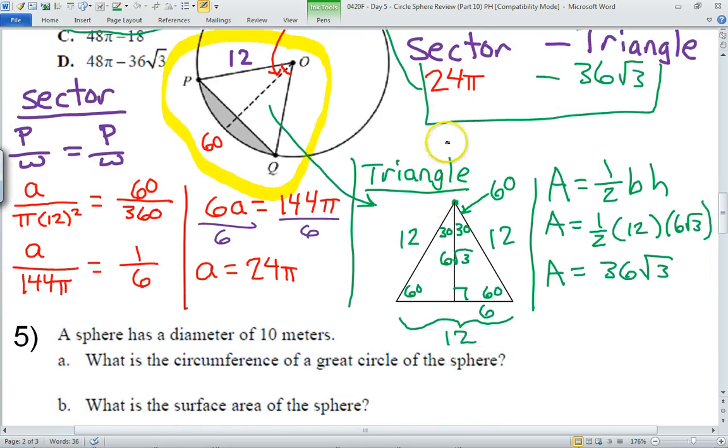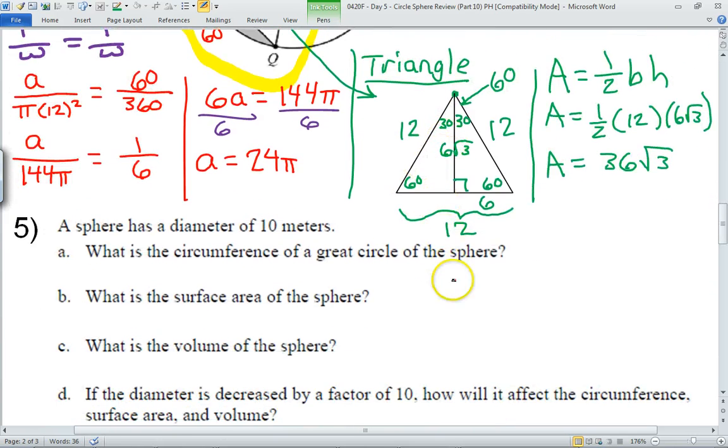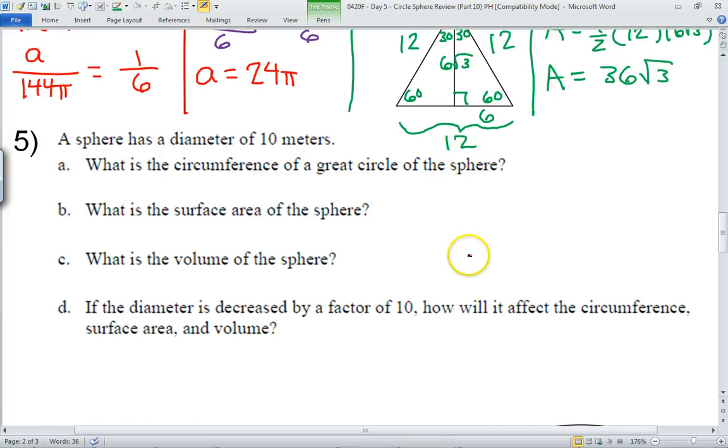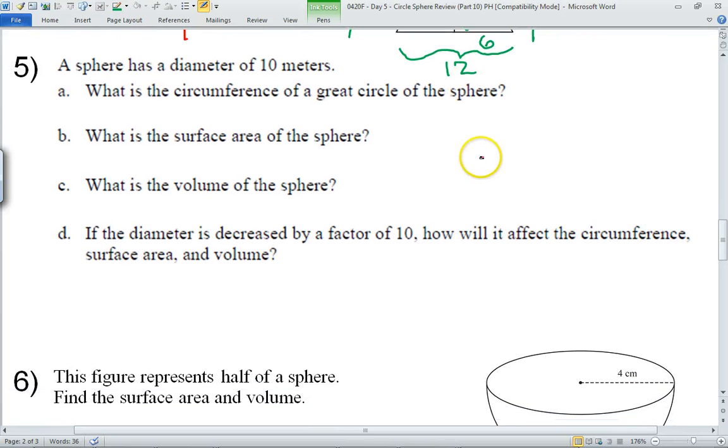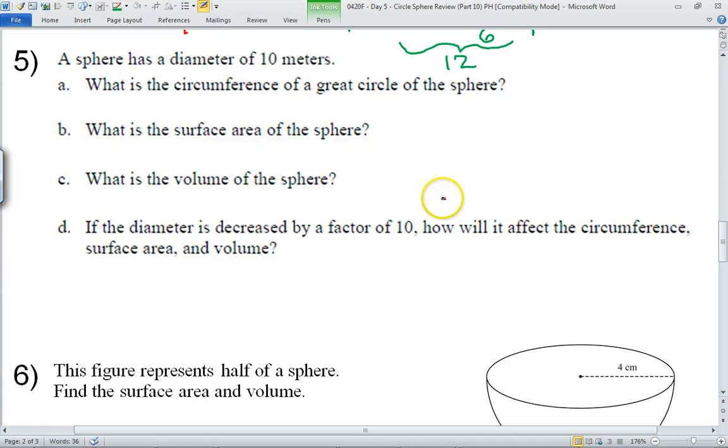Wow, that was pretty complicated. These problems are tough. I'm not going to kid you about that. Okay, let's look at problem number 5. First of all, they're telling us that the diameter is 10. That means that the radius is 5. So let's keep that in the back of our mind.